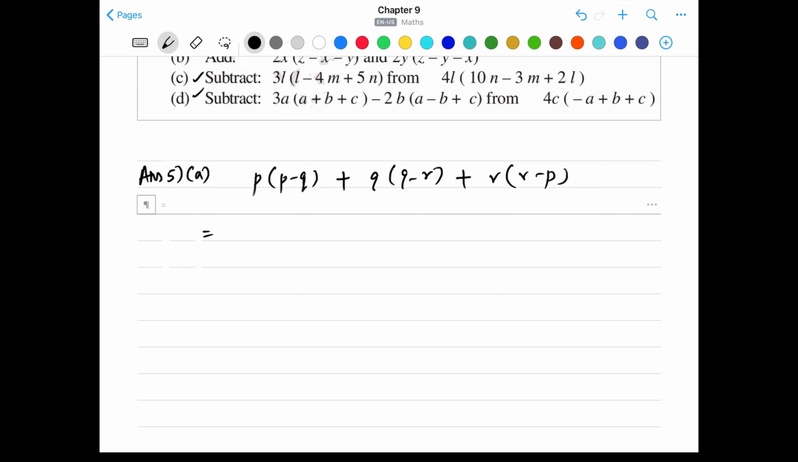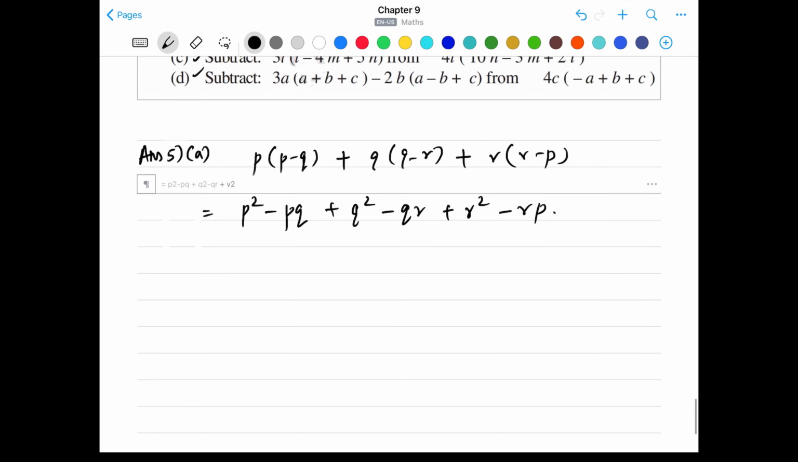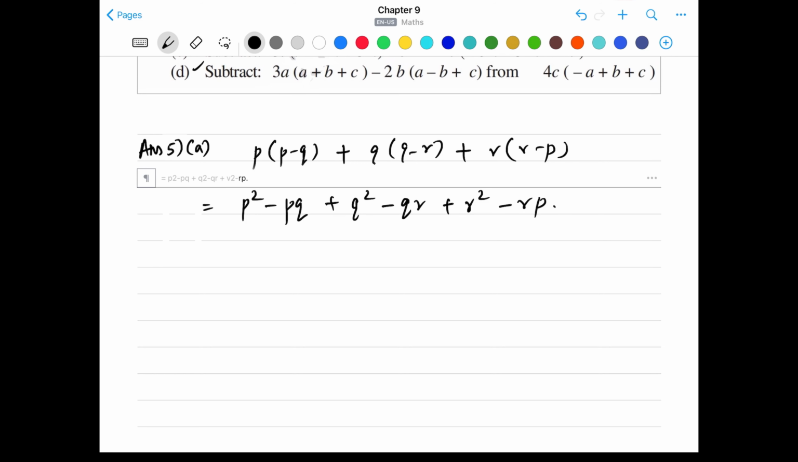Okay, so first multiply: p into p will be p square, p into minus q will be minus pq, and in the second term q into q will result as q square, and q into r is minus qr. Then we have plus r into r will result as r square, and r into minus p will be minus rp. Now we will rearrange all the square terms first, that is p square plus q square plus r square, then we'll write minus pq minus qr minus rp. So that's the answer of part A of question number 5.